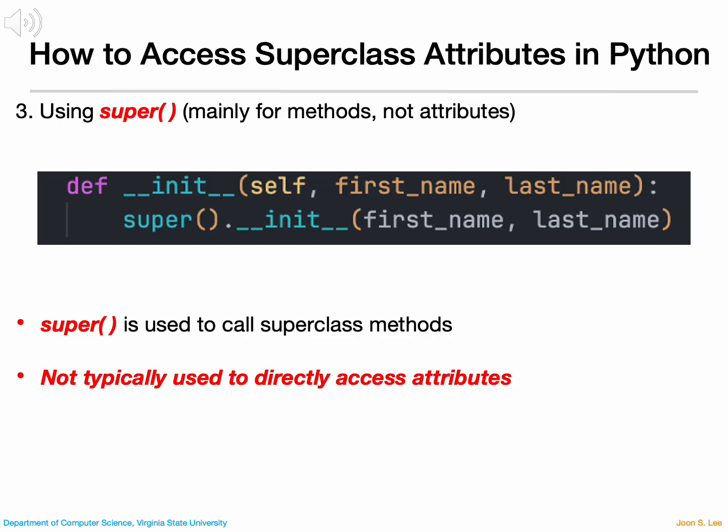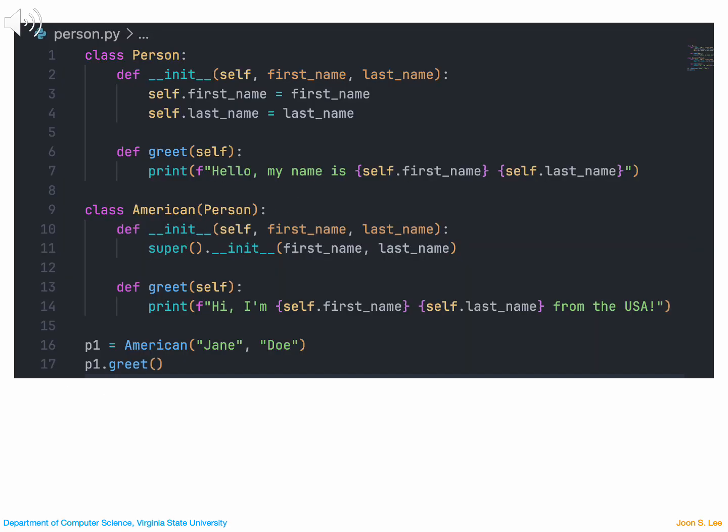Another way to work with superclass functionality is by using super. Super is mainly used to call methods from the superclass, not to directly access attributes. In this example, we use super.__init__ to call the constructor of the parent class. This allows the superclass to handle the initialization of attributes like first_name and last_name. So instead of accessing or setting those attributes manually, we let the parent class take care of it. It's important to remember that super is designed for method calls. If we want to access attributes directly, we usually use self, not super.